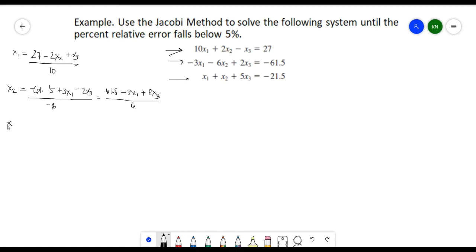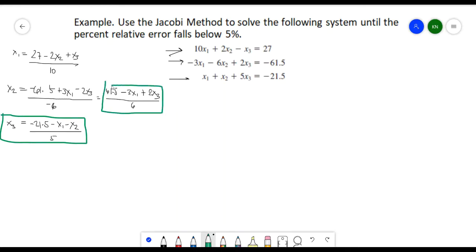Now for the x sub 3, we have equivalent to negative 21.5 minus x sub 1 minus x sub 2, all over the coefficient of our x sub 3, which is 5. So that being said, we have these formulas for our x sub 3, our x sub 2, and our x sub 1. We will still be using these formulas later on for the substitution of our values.